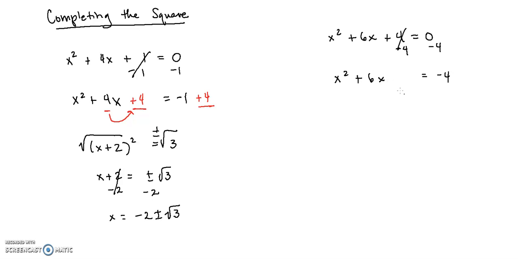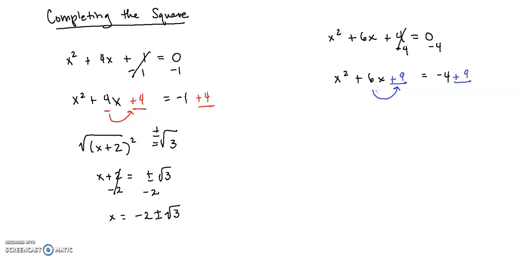Okay, so now I have x squared plus 6x. I want to get this in the right form, so I'm going to take the middle number, divide by 2 and square it. That's what gets me into the right form. Divide by 2 is 3. Squared, 3 squared, is going to be 9. I need a 9 right there to get us in the right form. If I add 9 to the left, I need to add 9 to the right to balance it out.